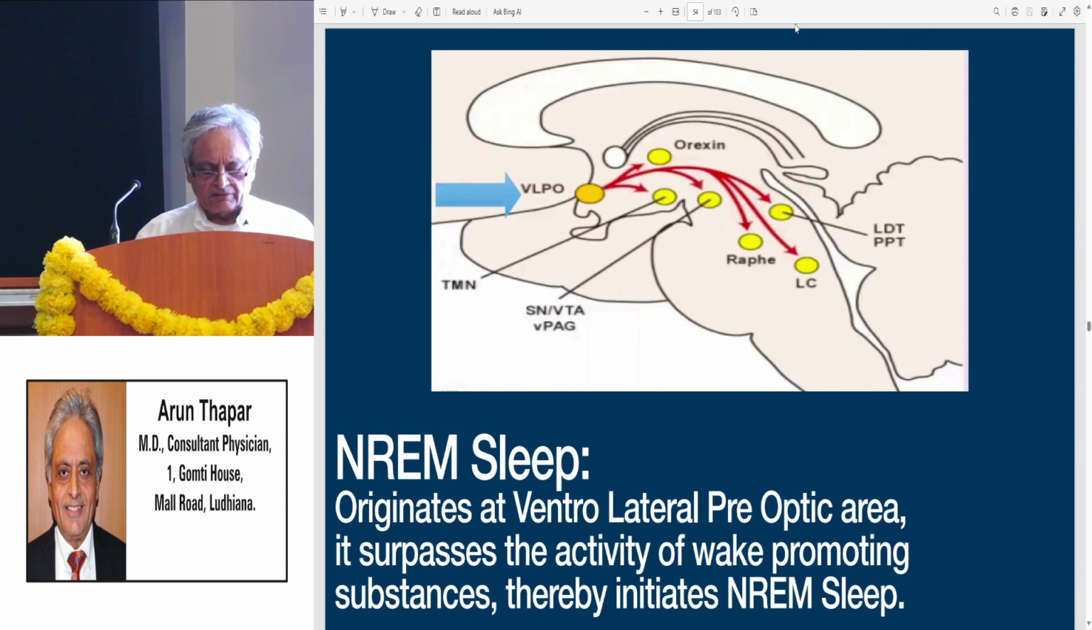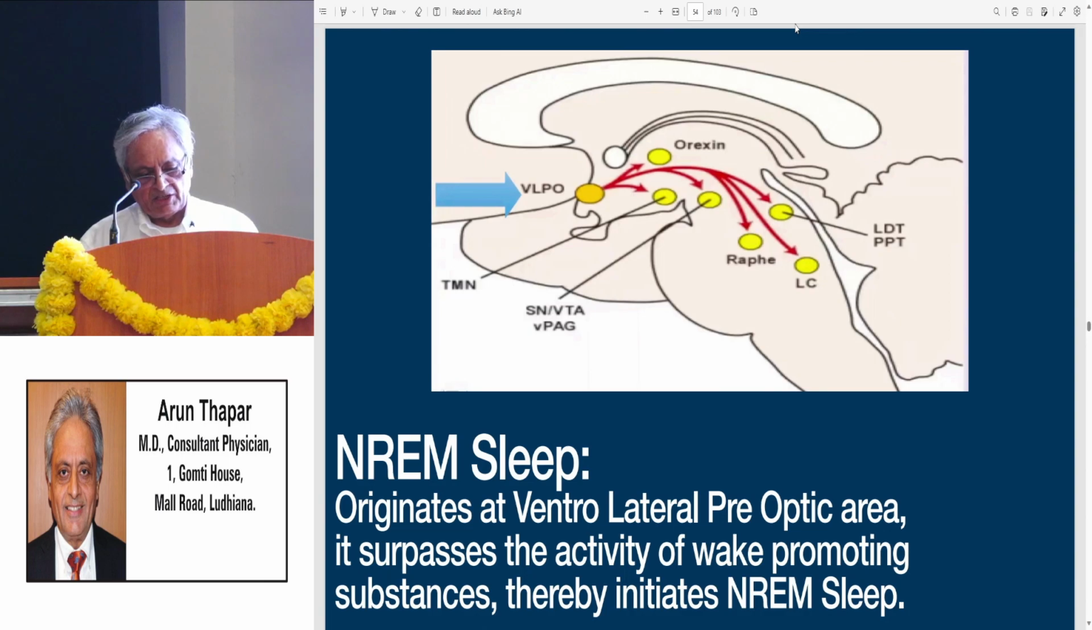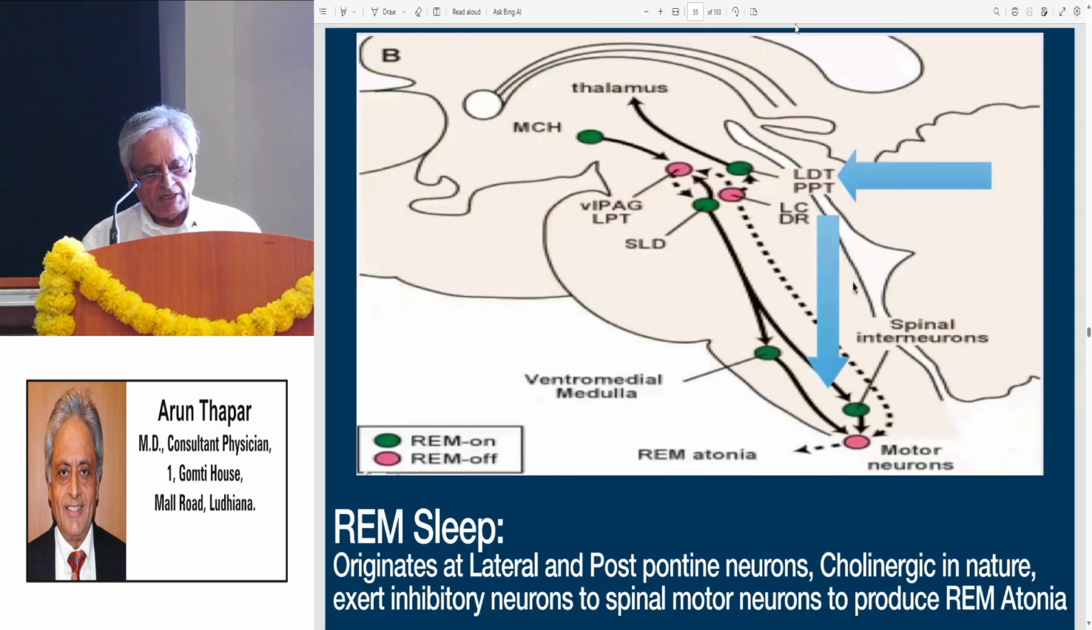I've tried to show the typical pathway, the flow in non-REM sleep. It originates at the ventrolateral preoptic area, suppresses the activity of the wake-promoting substances, and thereby initiates NREM sleep. And for REM sleep, it originates in the lateral and posterior pontine neurons, cholinergic in nature, and exerts inhibition on spinal motor neurons to produce REM atonia.